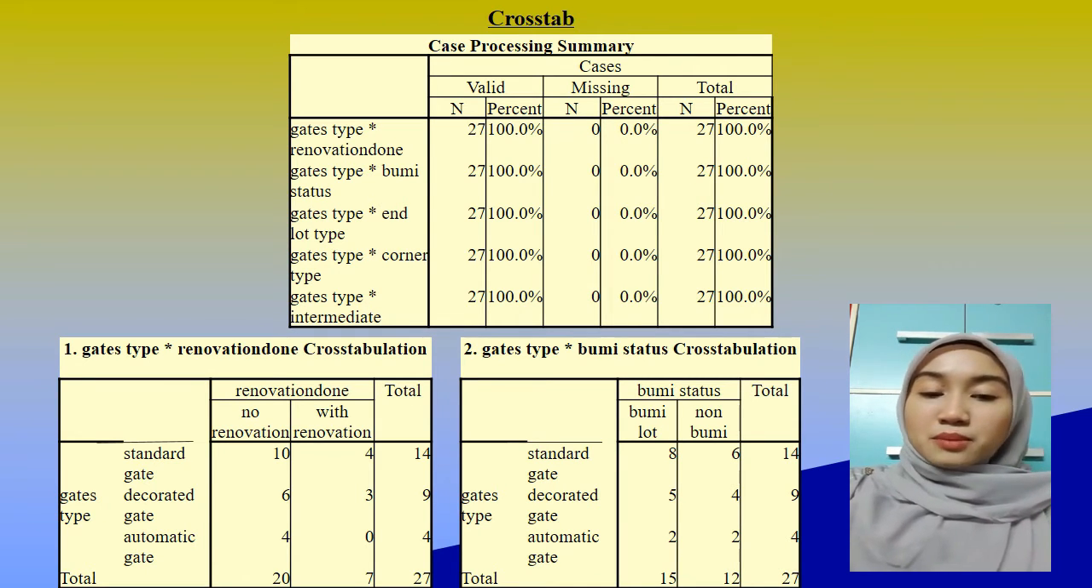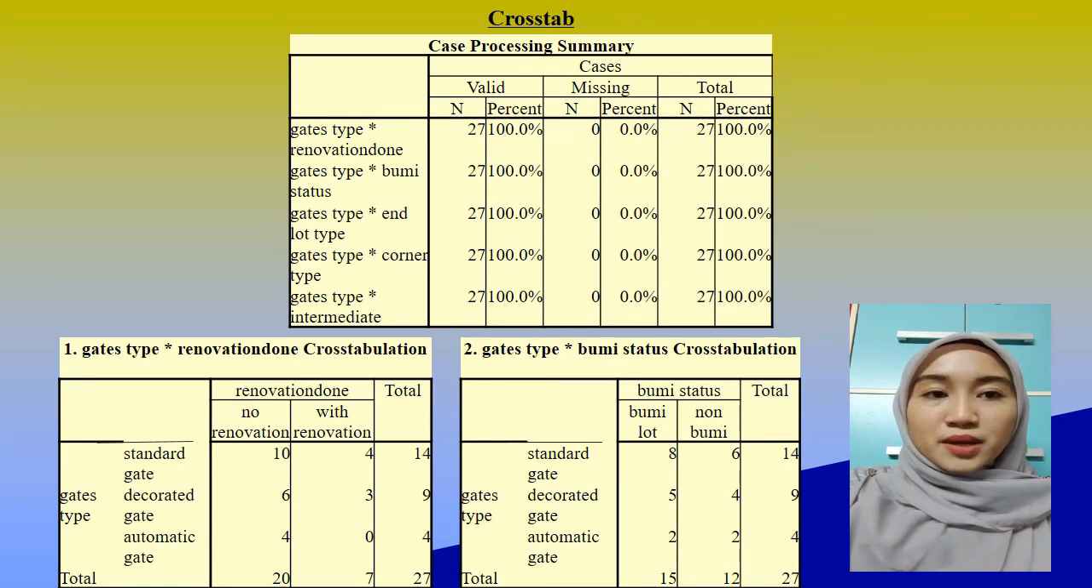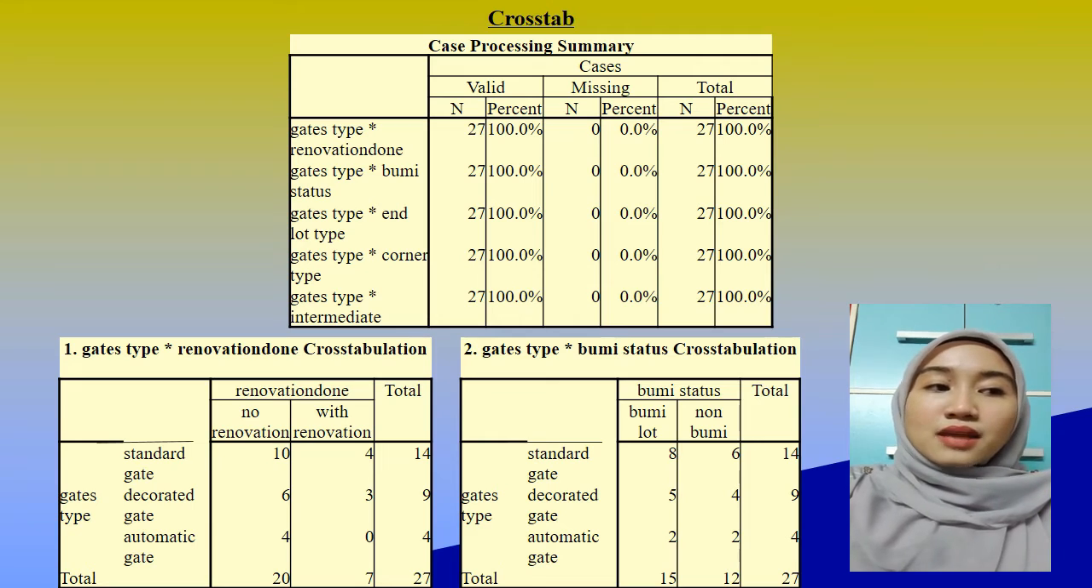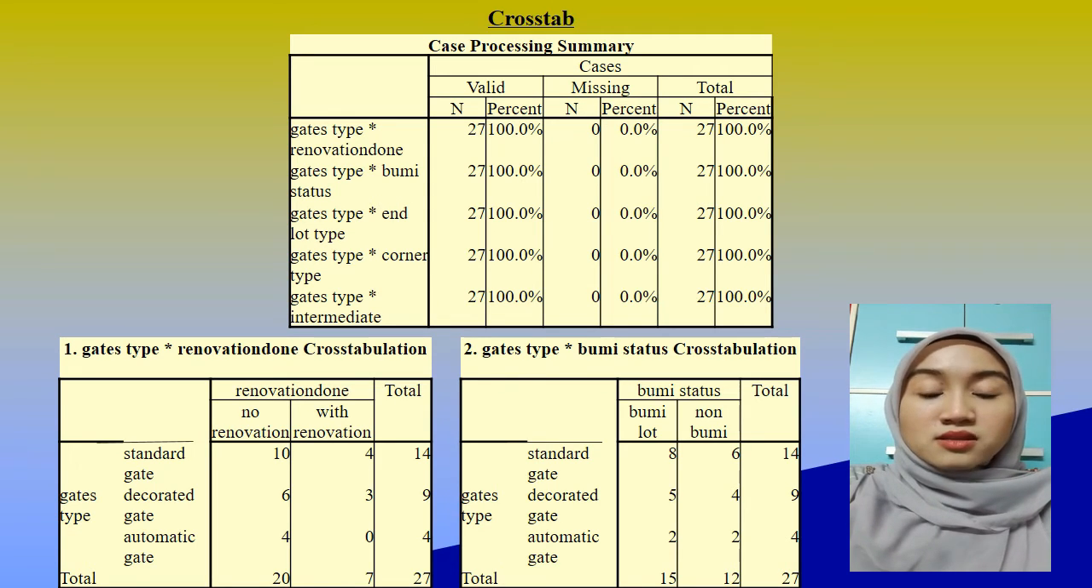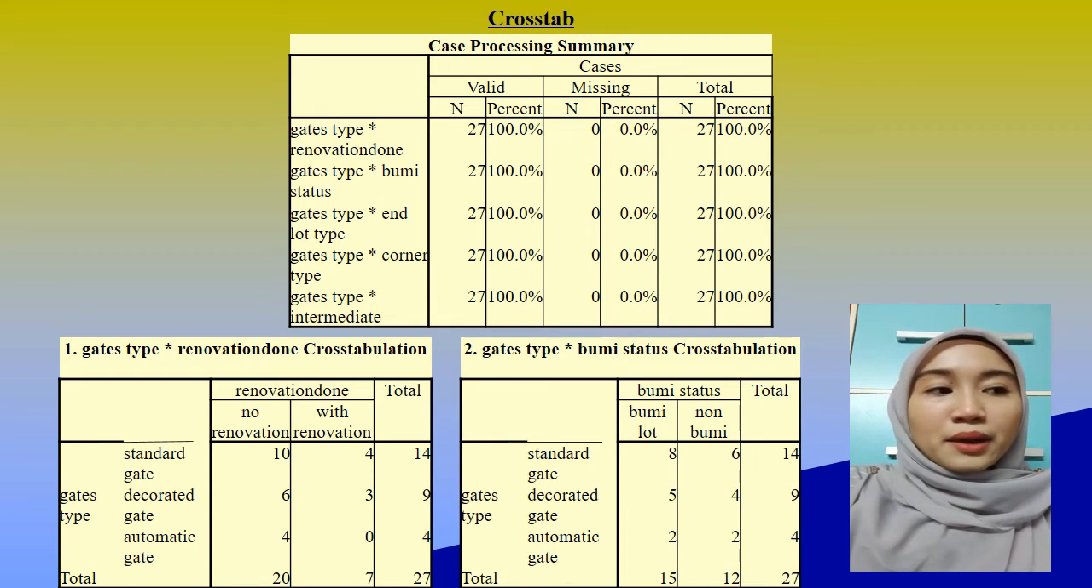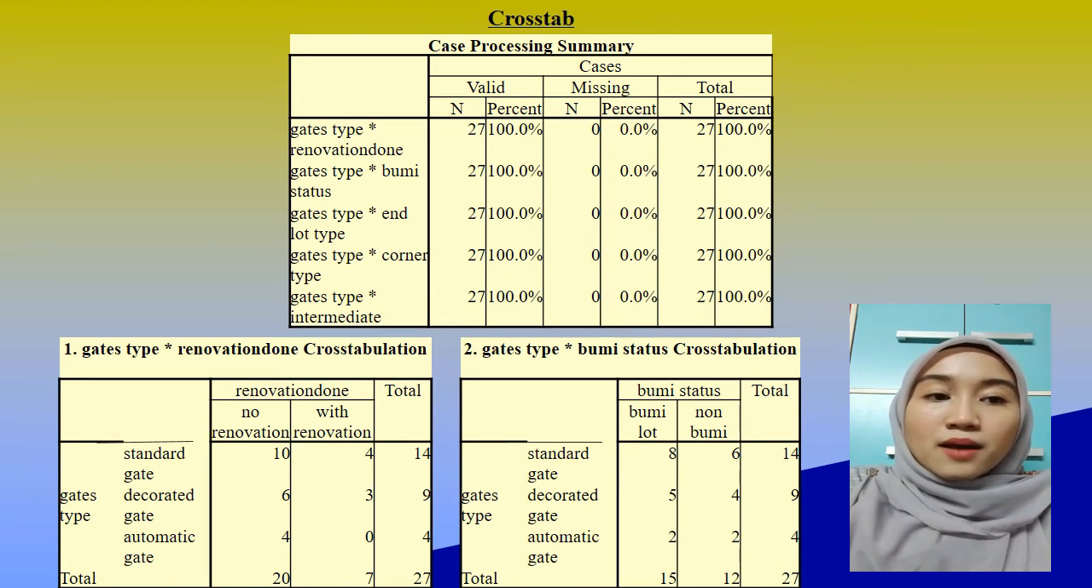According to the table above, it shows the case processing summary for the cross tab. In this study, gate type has been used to analyze the cross tabulation between the gate type and other variables such as renovation done, Bumi status, end lot type, and corner type. It shows the case processing summary with the percent of valid, missing, and total of the variables.